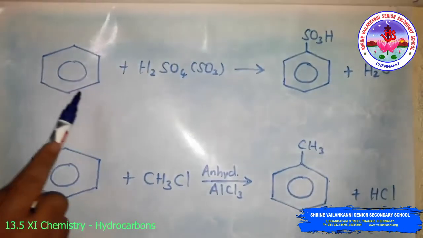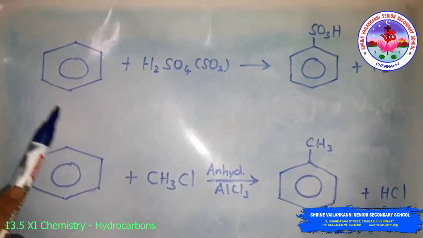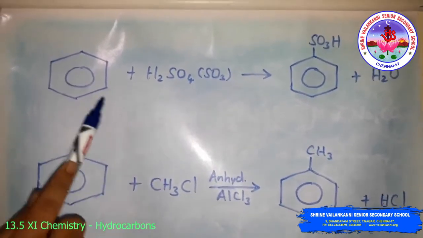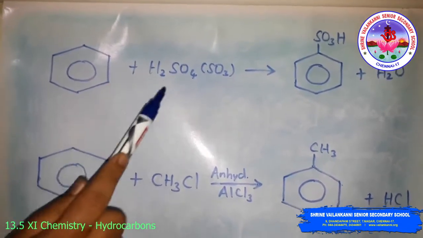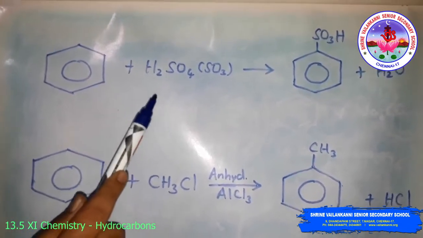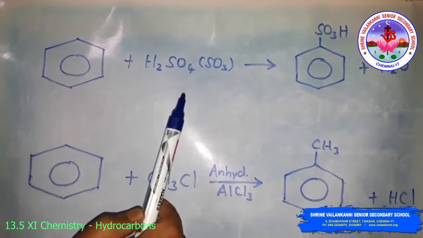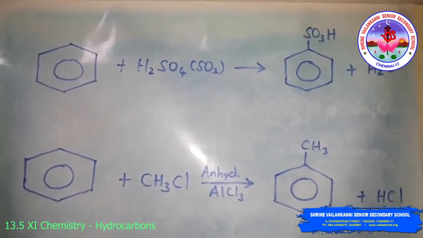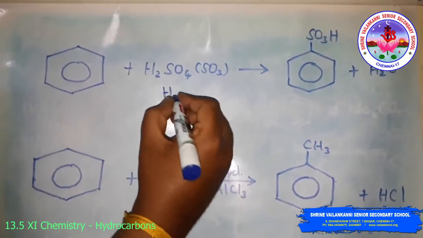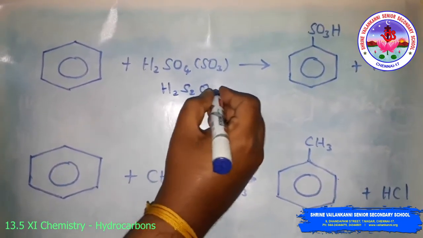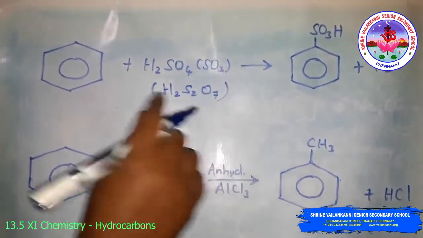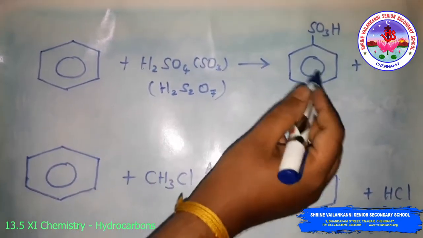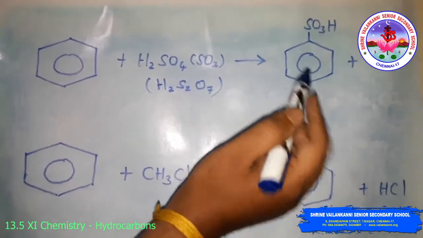Next is sulfonation. This is the sulfonation reaction, the replacement of a hydrogen atom in the ring by the sulfonic acid group. It is carried out by heating benzene with fuming sulfuric acid, also called oleum. The formula is simply H2S2O7, that is fuming sulfuric acid. See, you will get the sulfonic acid, that is benzene sulfonic acid.